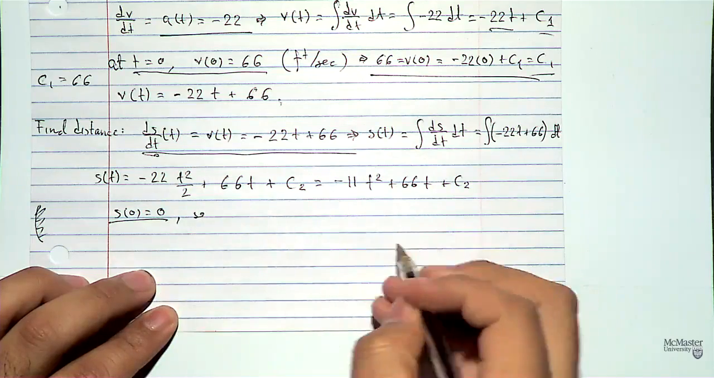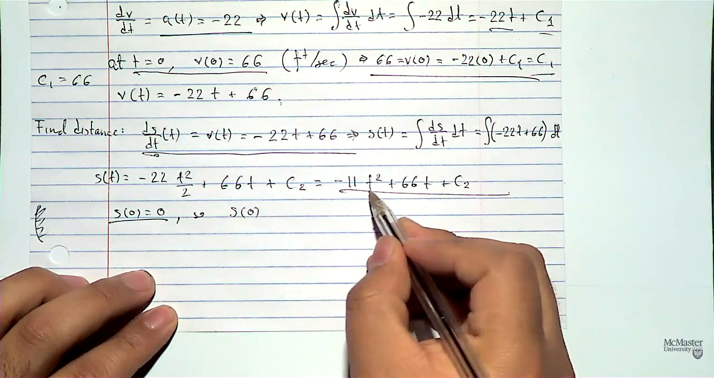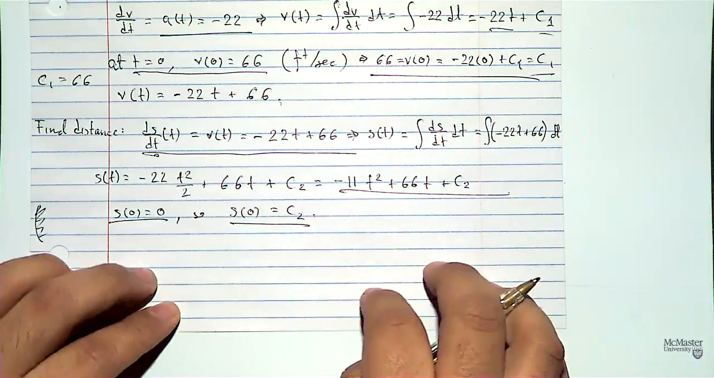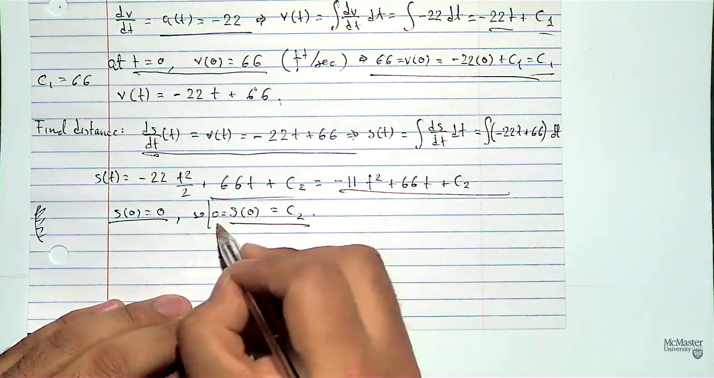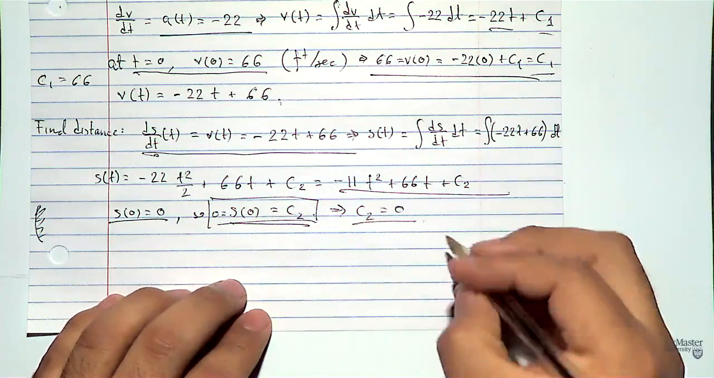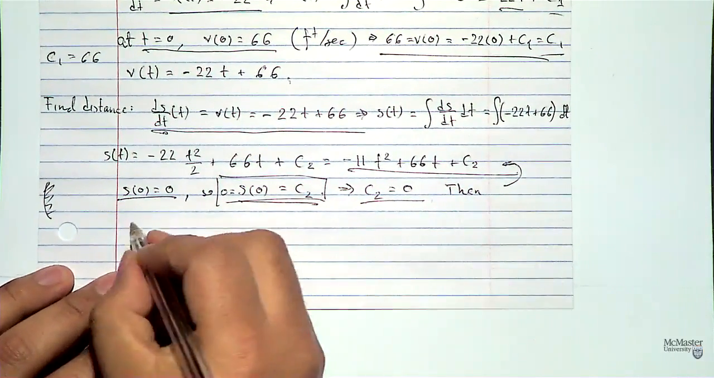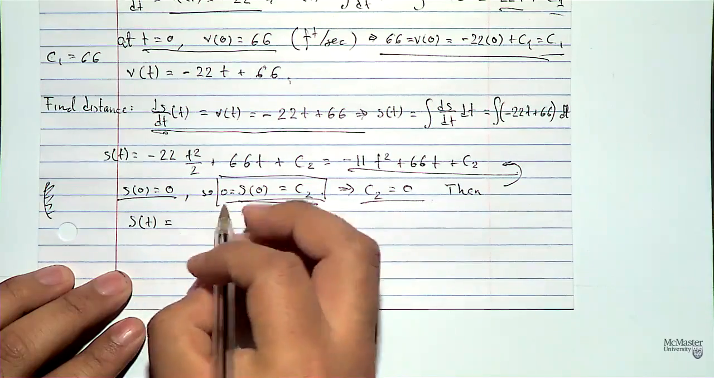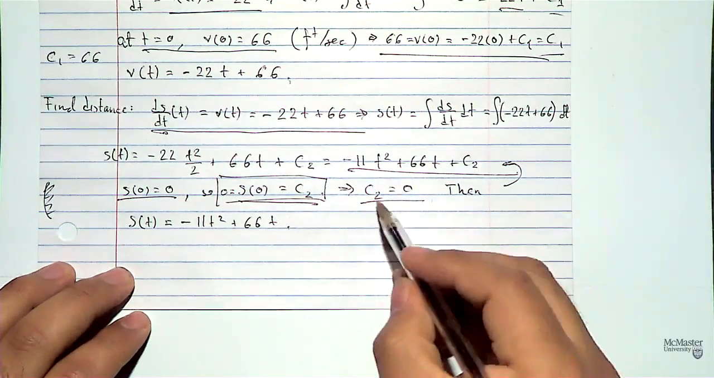So let's evaluate s of 0 with this function. This term would vanish, this term would vanish, I would only get c2. Since I knew that s of 0 was equal to 0, this determines completely the constant of integration number 2, so c2 is equal to 0. Now I go back to the definition, and this determines completely the position, and the problem, in terms of knowing the position and the velocity, is mostly solved. So s of t is minus 11 t squared plus 66t, since c2 is equal to 0.